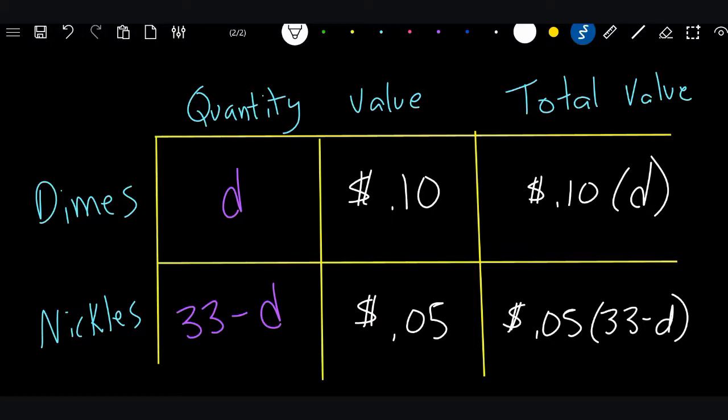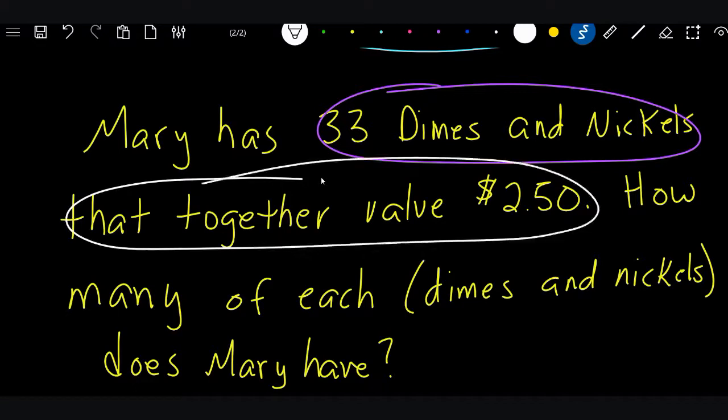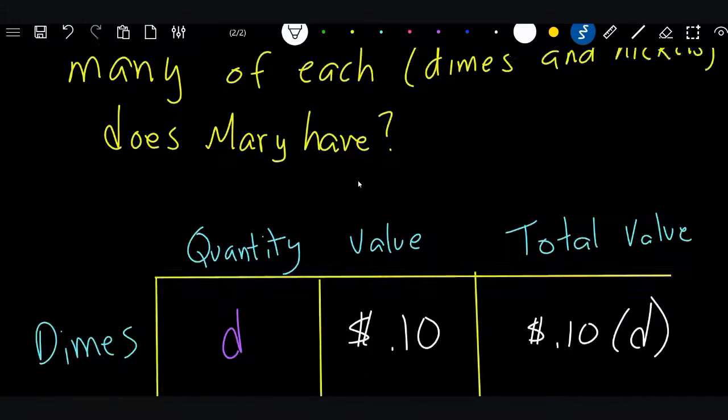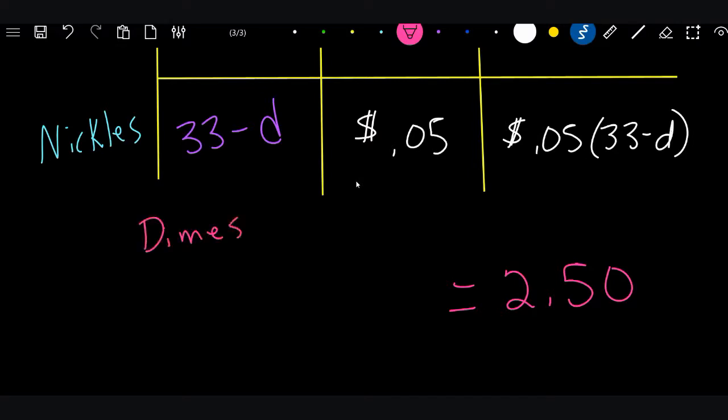All right, now we would go back up here. Let's go back up here and see. Look, together they valued $2.50. That's important. So now our total value of everything together is going to be $2.50. So that equals $2.50. What equals that? Well, the dimes plus the nickels.